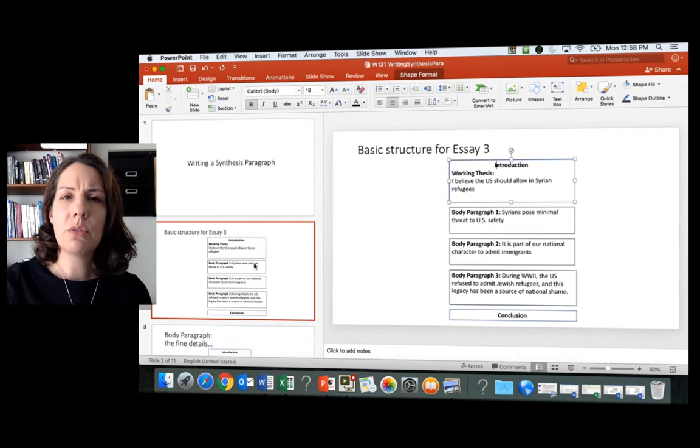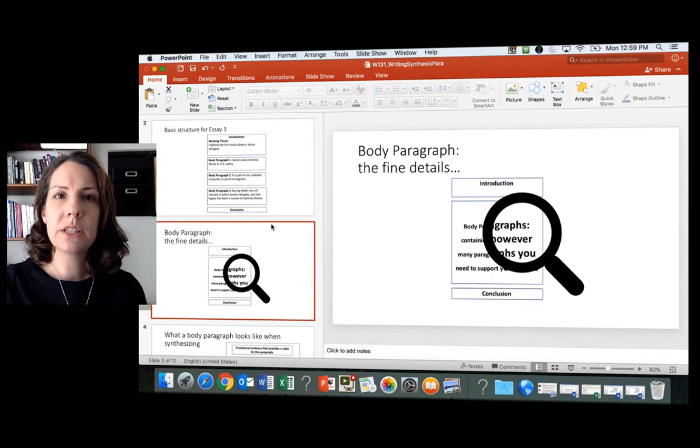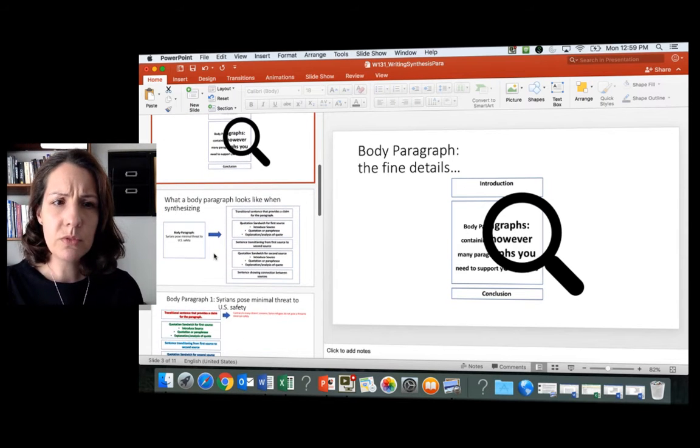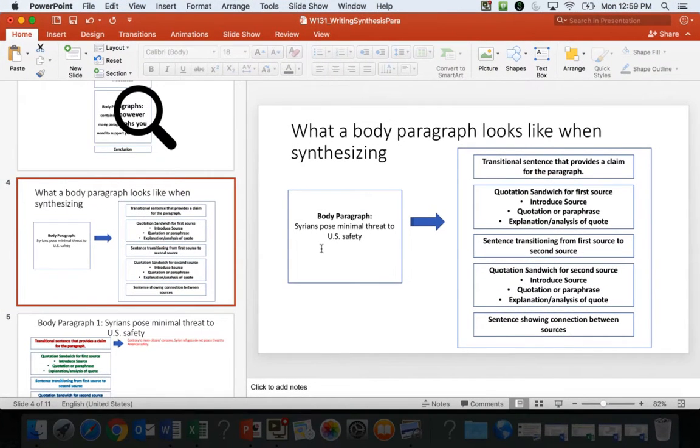All right, so now that we are reminded of what the broad outline of the paper is, let's start to think about what an individual synthesis paragraph would look like. On this slide, on the left-hand side is the box for body paragraph number 1. In that paragraph, I'm going to be arguing that Syrians pose a minimal threat to U.S. safety. On the right is what my outline is going to look like. That is what all the moves are that I need to make in order to create a synthesis paragraph. Paragraphs that synthesize two sources can be structured this way.